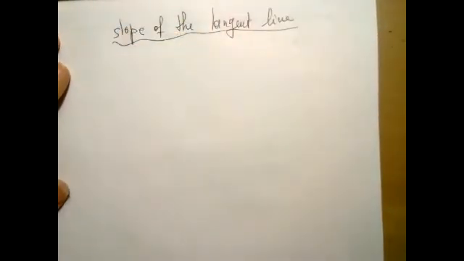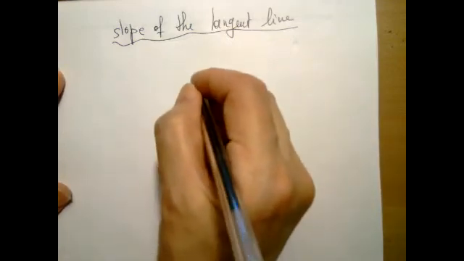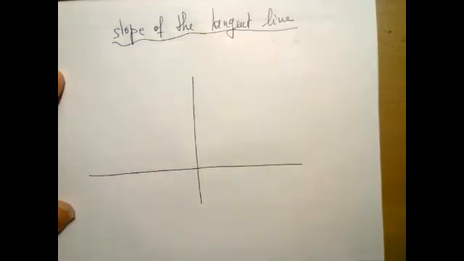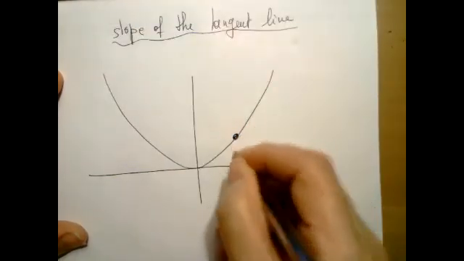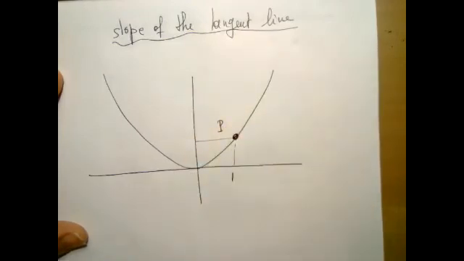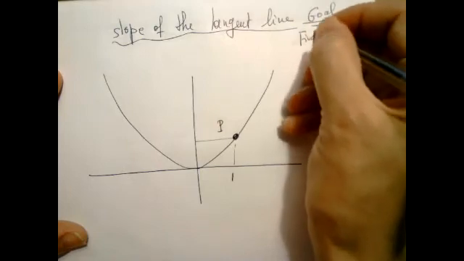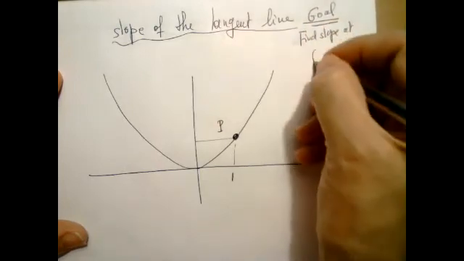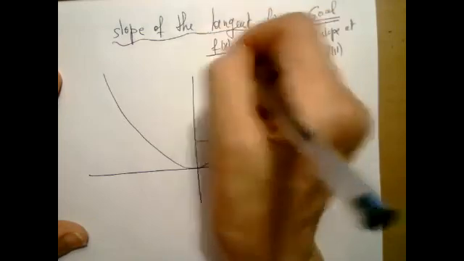Okay. I'm going to take a very specific example. So let me take the function f of x equal x squared, and we're going to find the slope of the tangent line at the point 1, f of 1. So this is my graph. So okay, this is my function here. That's my point, my fixed point. That's 1, and this is my point P. And the goal is find the slope at the point 1, f of 1. And my function is f of x equal x squared.